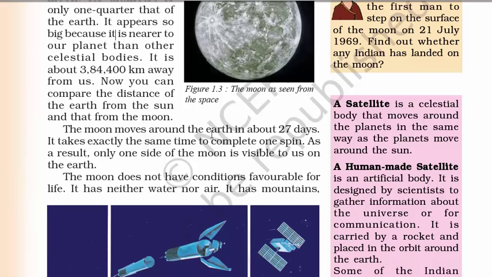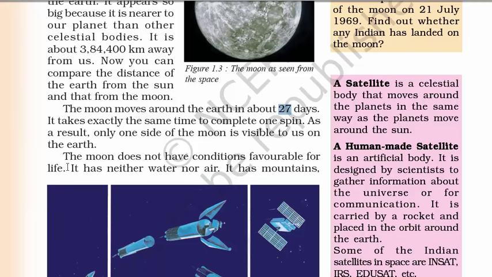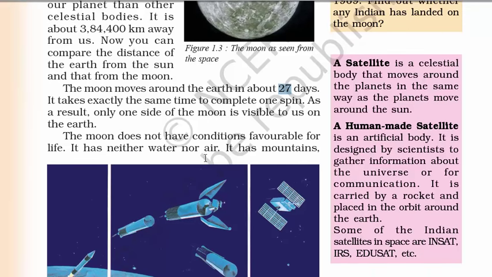The Moon moves around the Earth in about 27 days. Remember this. So it takes 27 days for the Moon to move around the Earth. How are you going to remember this? 27 days. Just think of a train that takes that many days to reach from place A to B. Just remember however you want to. It takes exactly the same time to complete one spin. The Moon does not have conditions favorable for life. It has neither water nor air. It has mountains. Remember this. Moon doesn't have water or air. It has mountains. Let's just read on the right side of the page a few facts and trivia.